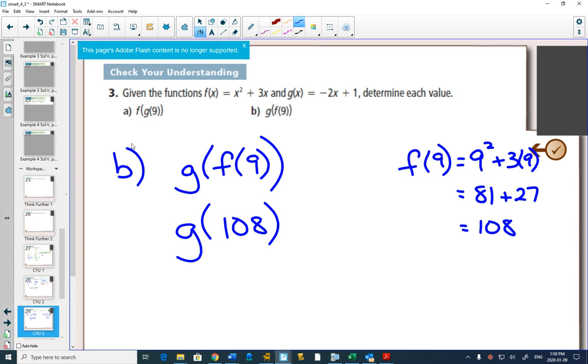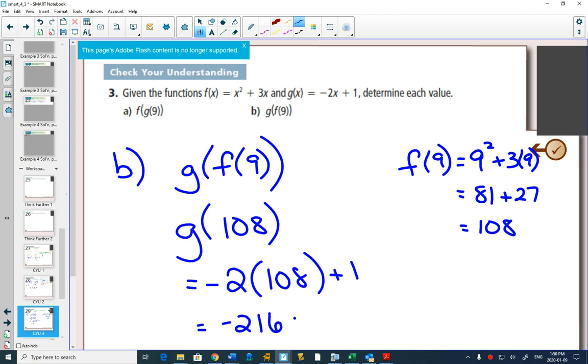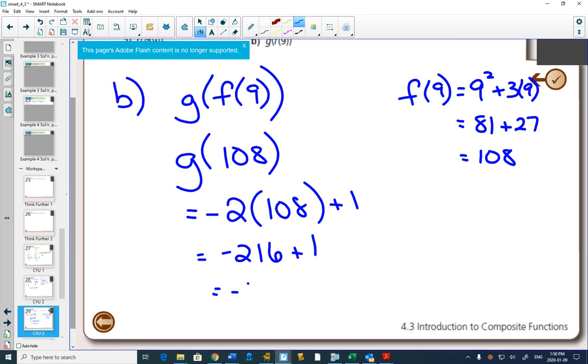And now I have to plug 108 into g of x. So what does g of x do? It's equal to negative 2 times 108 plus 1, negative 216 plus 1, negative 215. Same idea, now we used equations.